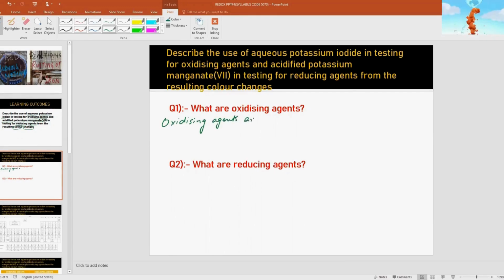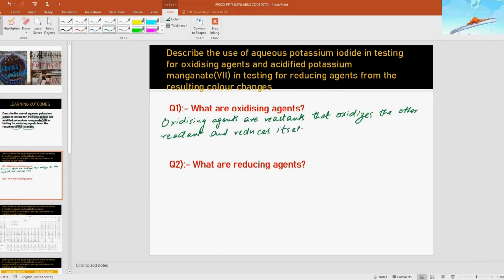Oxidizing agents are reactants that oxidize the other reactant and reduce themselves. They are also called oxidants.